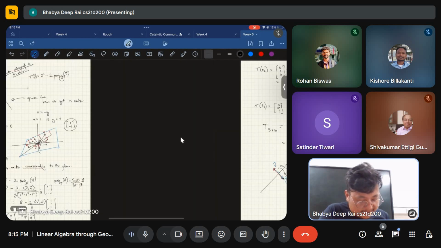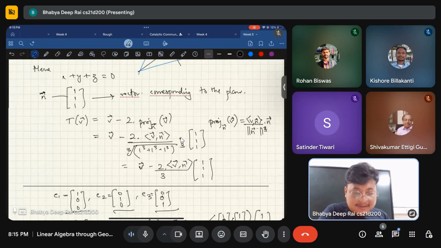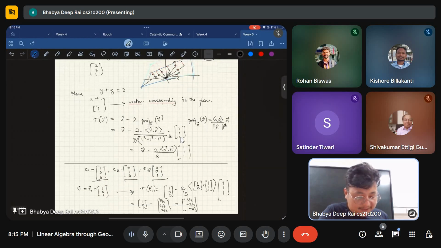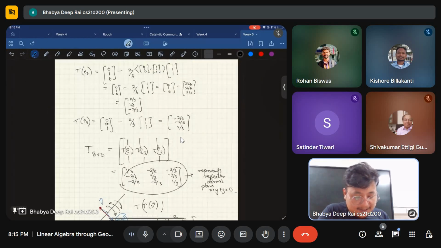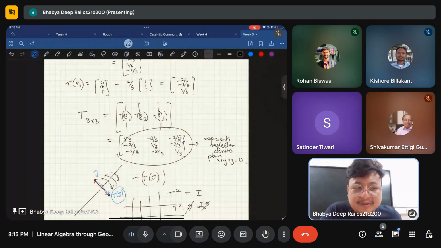We used this formula that we saw in the previous sessions, and with this formula we got it for a general V, not a particular V. Then we applied the basis vectors there, and we used those as columns, and then we got the transformation. Okay, sir, got it.